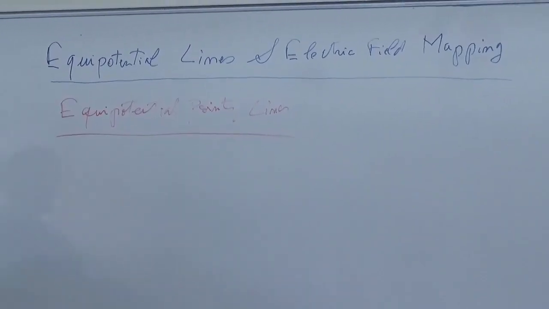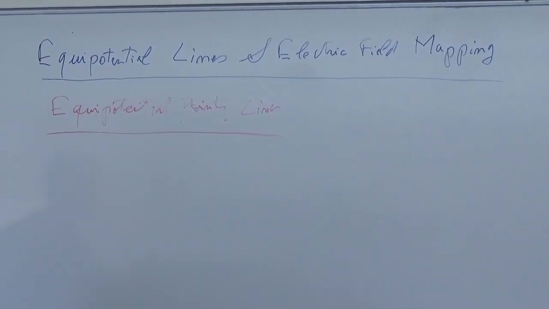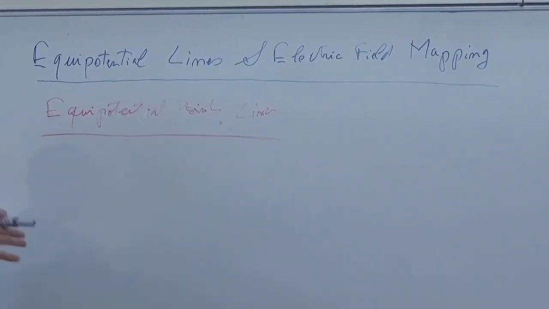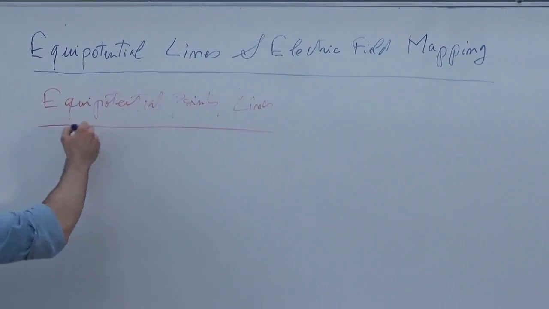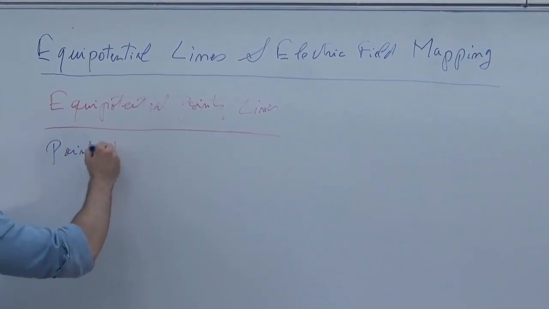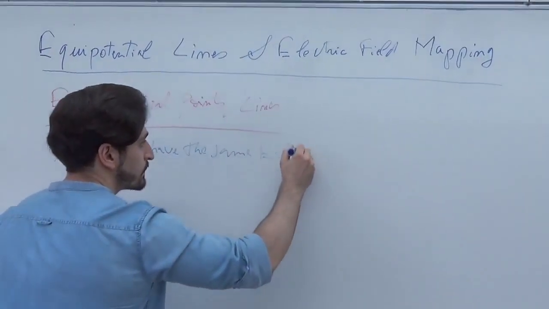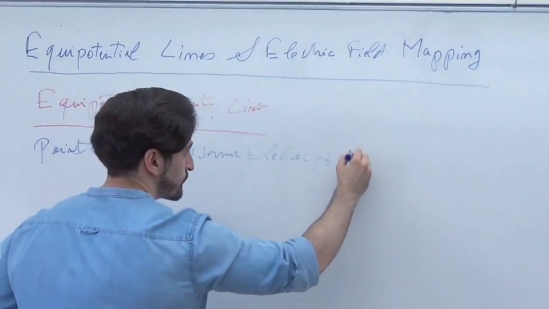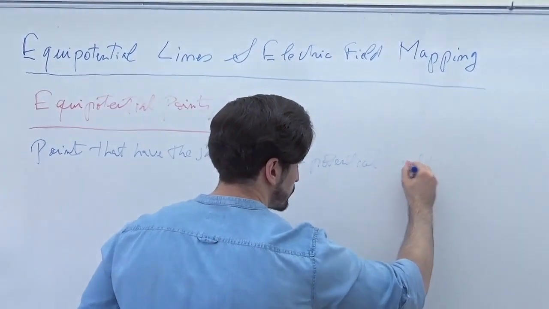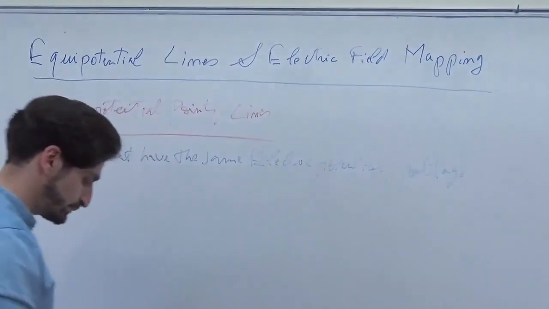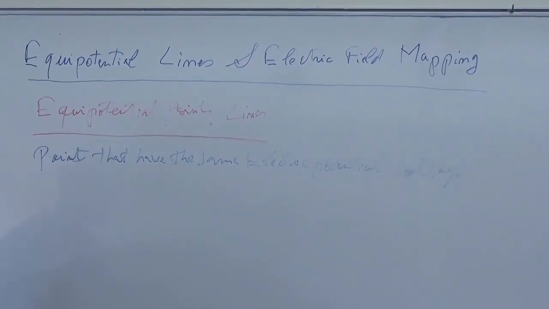Now moving on to the last part in our topic of today, which is the equipotential points. What are the equipotential points? The equipotential points are points that have the same electric potential, meaning the same voltage. So the equipotential points are points that have the same electric potential, or simply the same voltage.